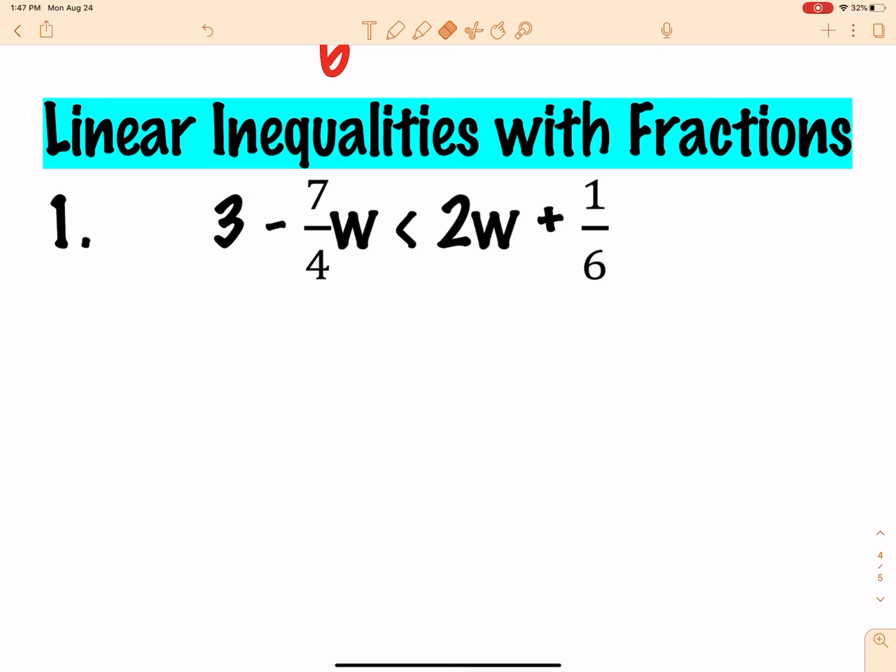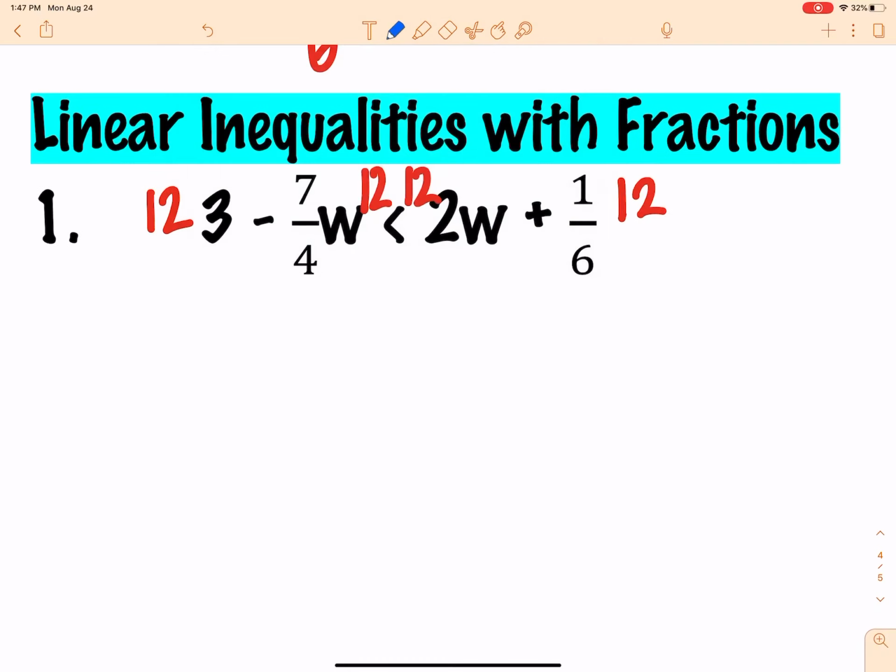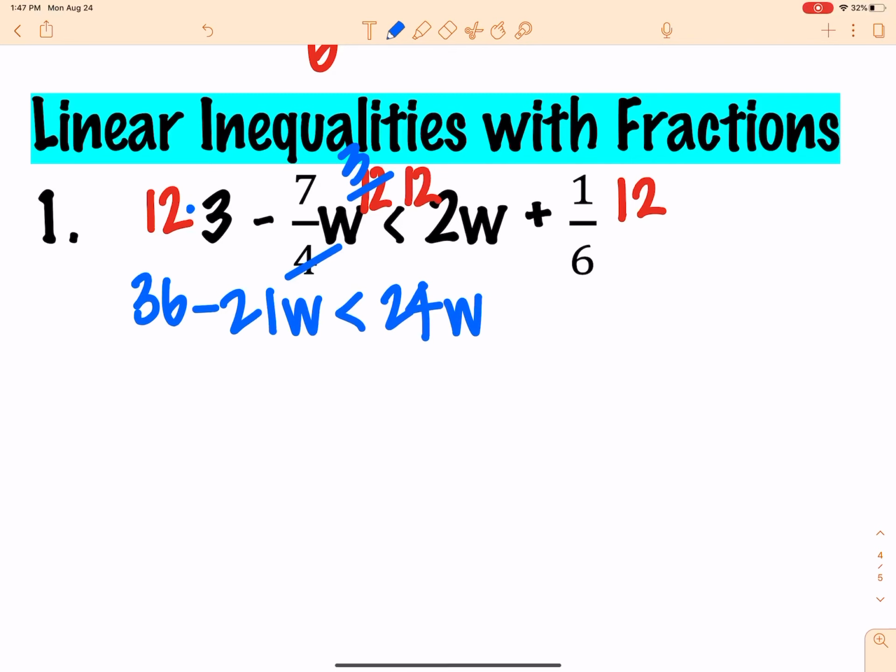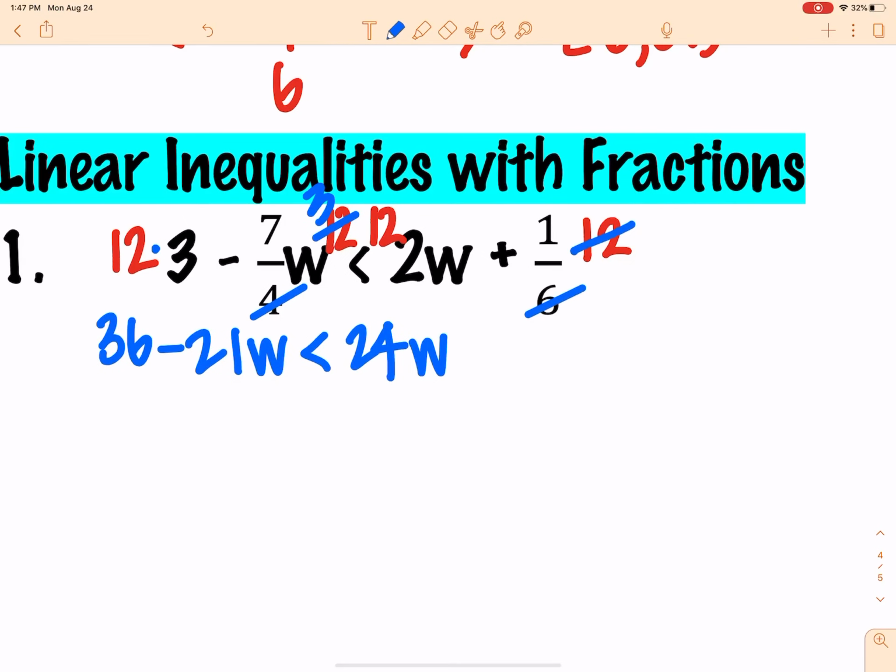So we're going to clear fractions first. The LCD of this problem is going to be 12 because we have 4 and 6. So I'm going to write 12 in front of everything. And then we're going to be ready to go. So 12 times 3, because there's nothing to cancel out, I should get 36. 4 goes into 12 3 times, so negative 21w. We're not going to cancel anything out here because there's no denominator. And then 6 goes into 12 2 times. Okay, so again, at this step, we should have no fractions and we're just going to be ready to solve.